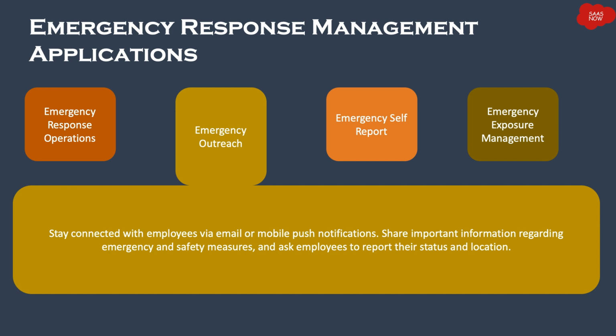Next, we have Emergency Outreach, which is used to stay connected with employees via email or mobile push notifications. For mobile push notifications, users should have installed the mobile application so that if the organization is sending any notification or any kind of communication, users will be notified via mobile push. So basically, they share important information regarding emergency and safety measures and ask employees to report their status and location.